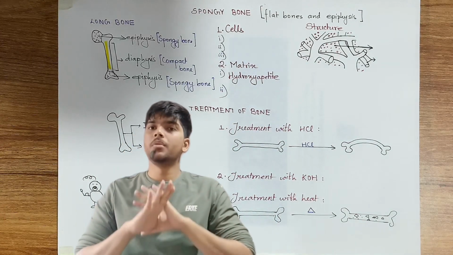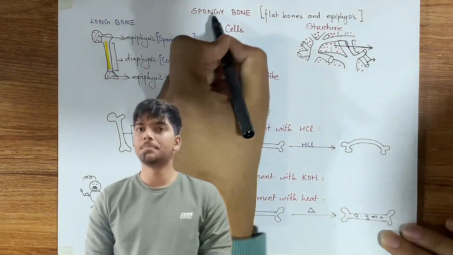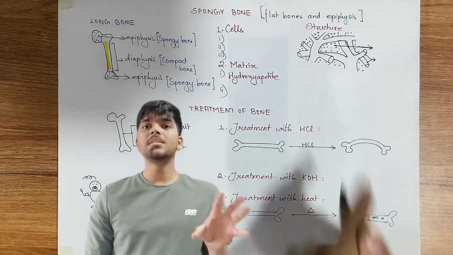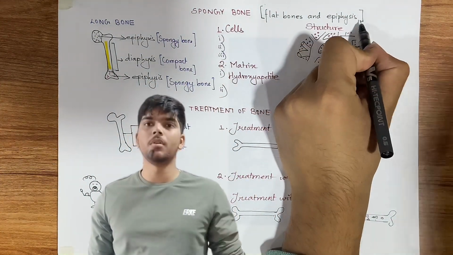We are already done with compact bone. Now it's turn for the second type of bone, that is spongy bone. Spongy bone, where is it found? Spongy bone is found in flat bones and the epiphysis region of long bone.